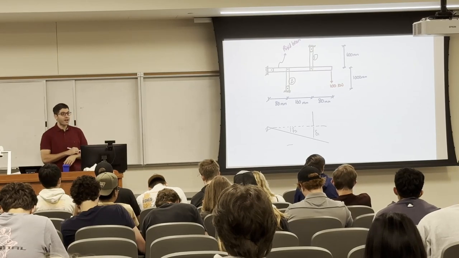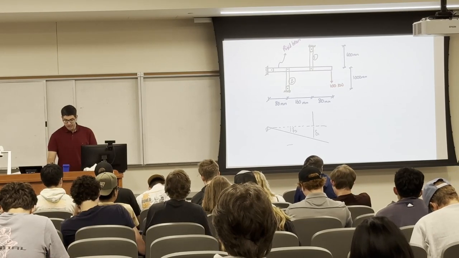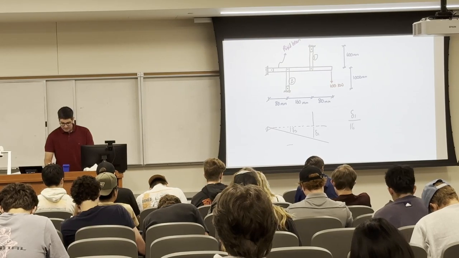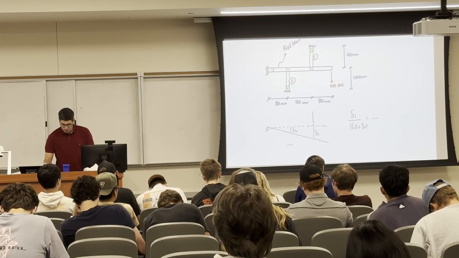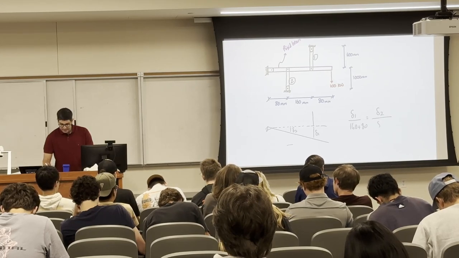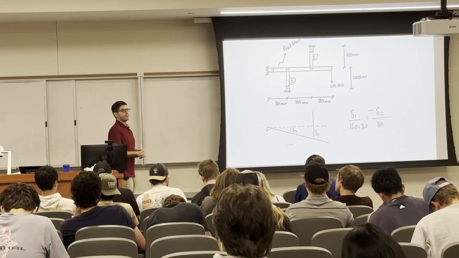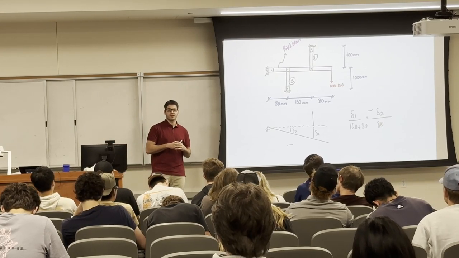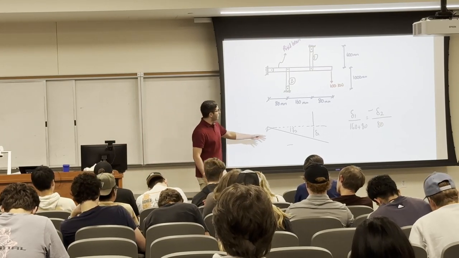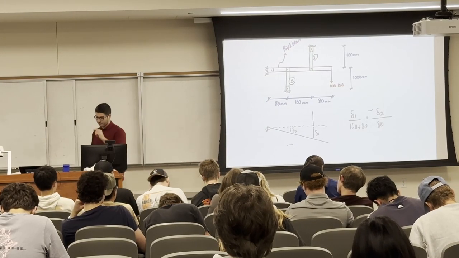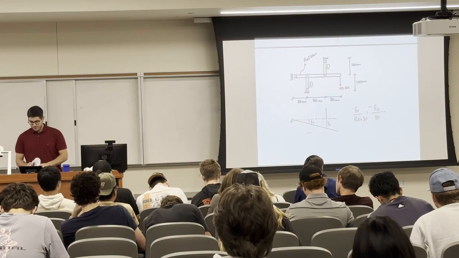So similar triangles again, but delta 1 over 160 plus 80 is equal to delta 2 over 80, but there will be a negative sign here. Is that clear? Okay? One of them is going to elongate, the other one is going to shorten. So don't forget the negative sign.